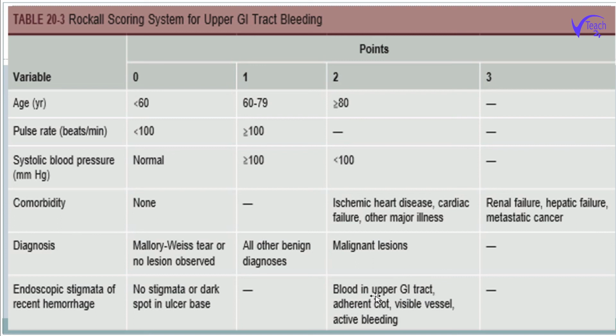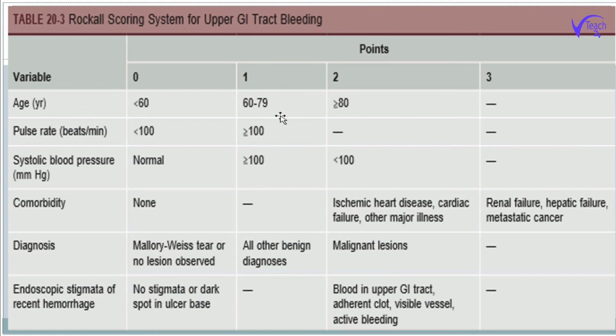If the patient has an upper GI bleed with an adherent clot, visible vessel, or active bleeding, these are the signs of the high risk stigmata of recent hemorrhage. If these are present, 2 points are scored. So overall the collective score is necessary. If the pre-endoscopy collective score is more than 4, the patient is high risk, and with a post-endoscopy collective score of more than 6, the patient is high risk.